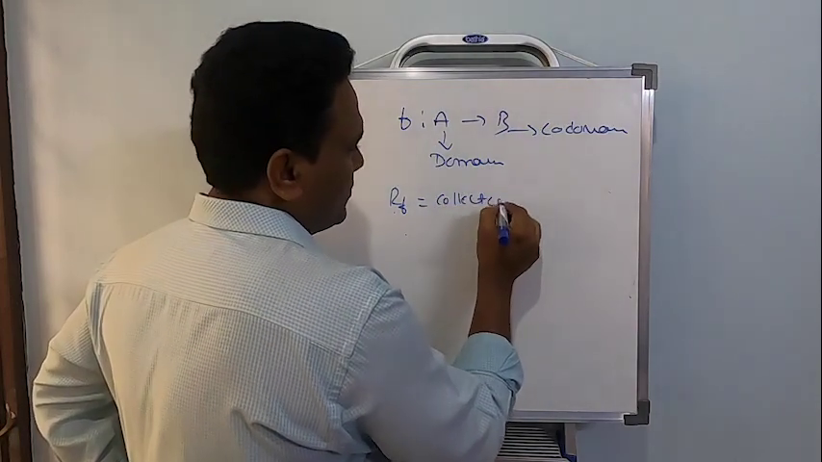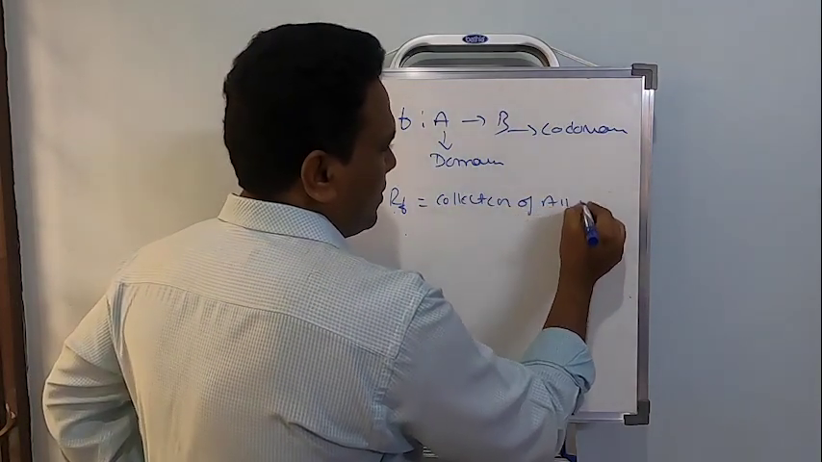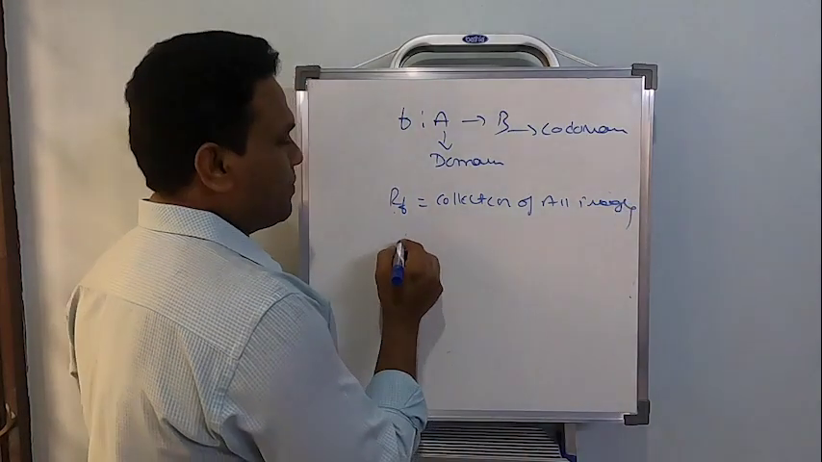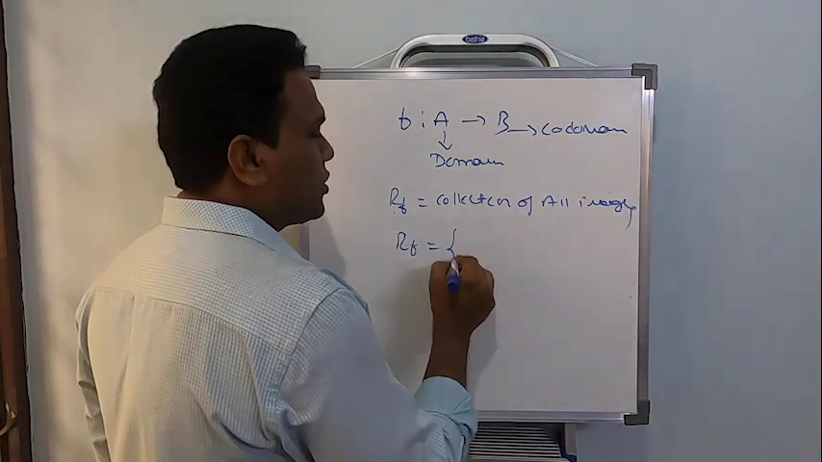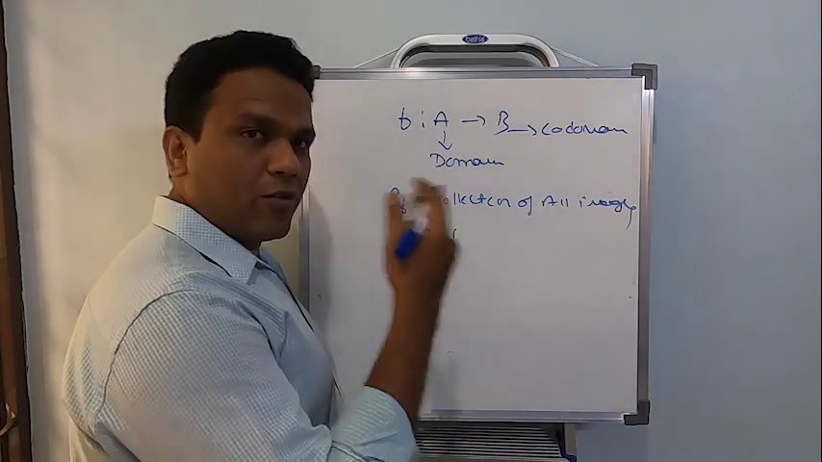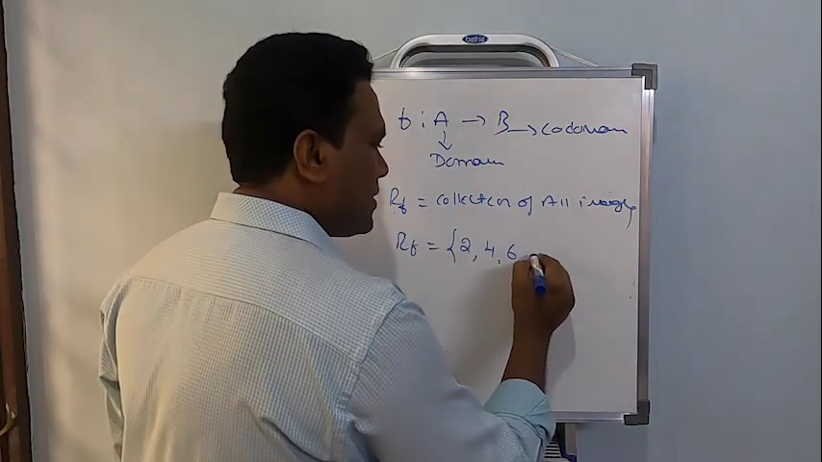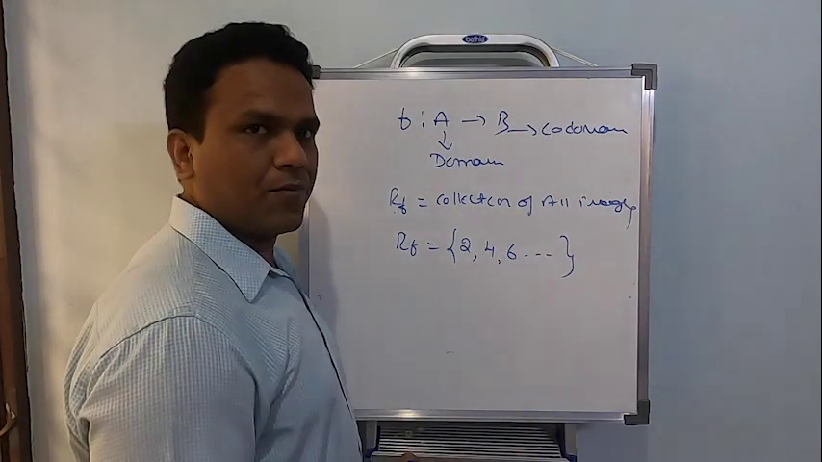Collection of all images, right? So in the previous example, what was the range of the function? The range means only the images. Image of 1 is 2, so 2. Image of 2 is 4, image of 3 is 6, and it continues.